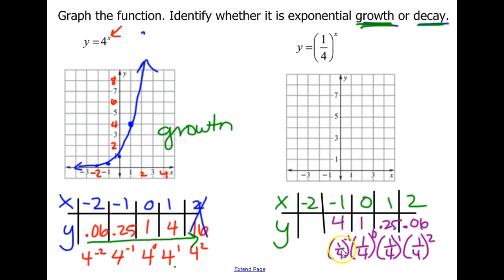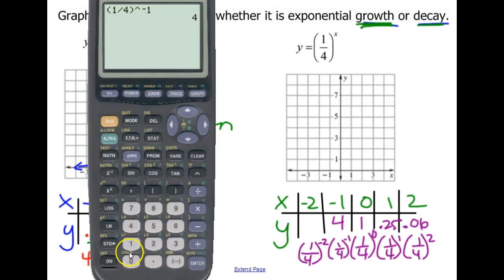You know -1 is really just going to flip this fraction around, so it'll be 4 over 1, or just 4. Same thing here, but with a -2. So 1/4 to the power of -2 should give us 16.